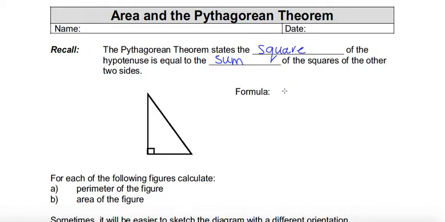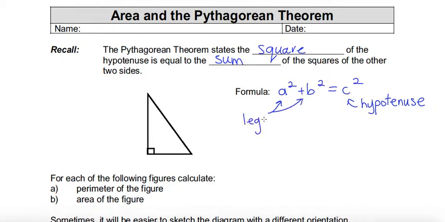So remember that formula. A squared plus b squared is equal to c squared, where c is your hypotenuse and a and b are what we call the legs of our right angle triangle. So remember that the hypotenuse is directly across from your right angle, so it's the longest side of your triangle, and a and b are your other two sides.